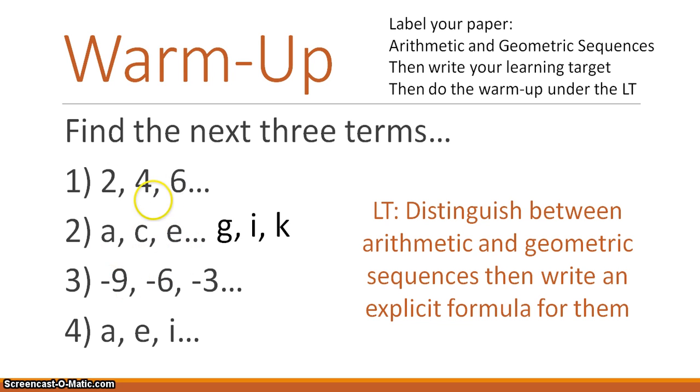The next one, I have -9, -6, and -3. I can tell I'm adding 3 each time. So my next 3 terms would be 0, 3, and 6.